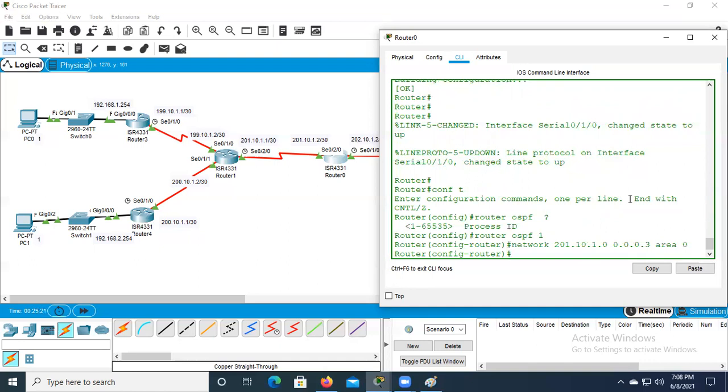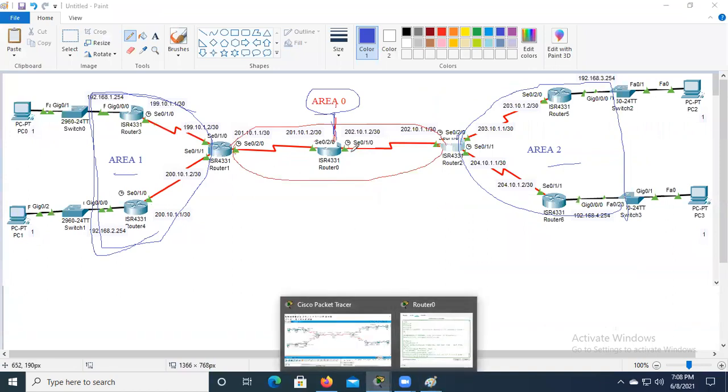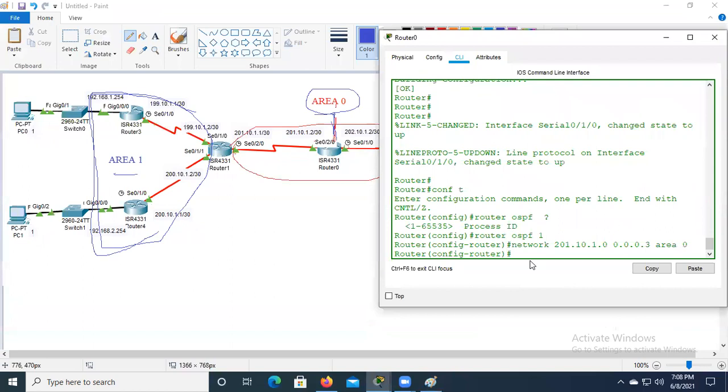Are you giving the IP address of serial 0/2/0, the 2/0 network? I am configuring this particular router, and according to our lab, this router should be configured completely with area 0 only. We have another serial also, and I'll do them one by one, because they are two different networks.